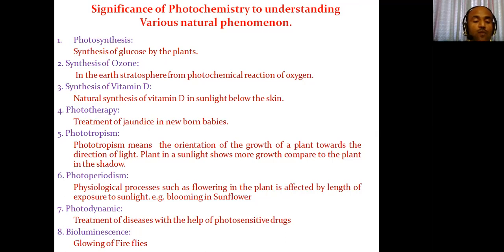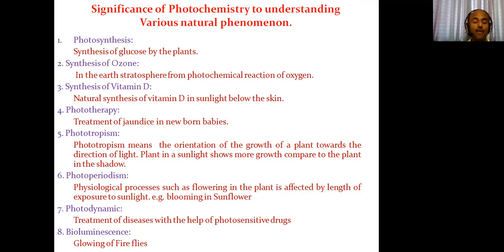Photoperiodism is also one of the natural photochemical phenomena. In photoperiodism, physiological processes such as flowering in plants are affected by the length of exposure to sunlight. That is, blooming of the sunflower is an example of photoperiodism.